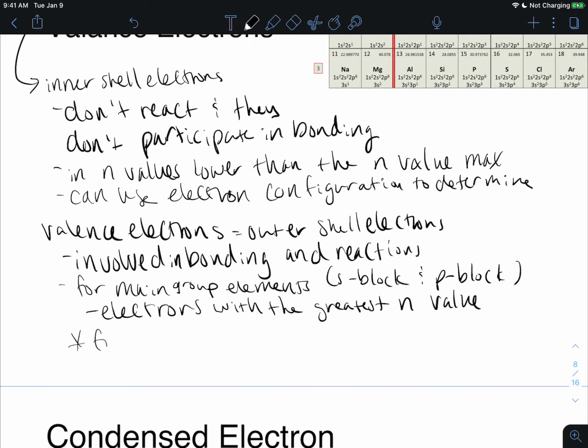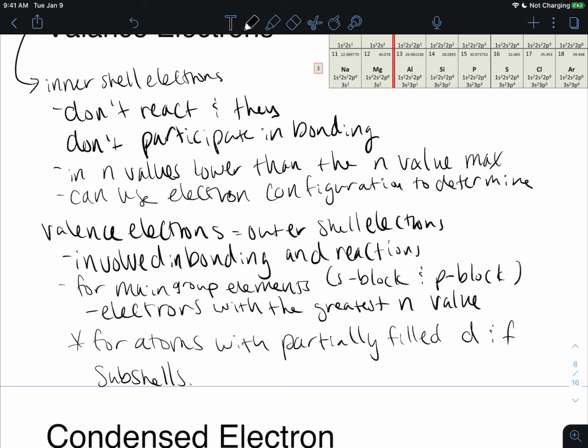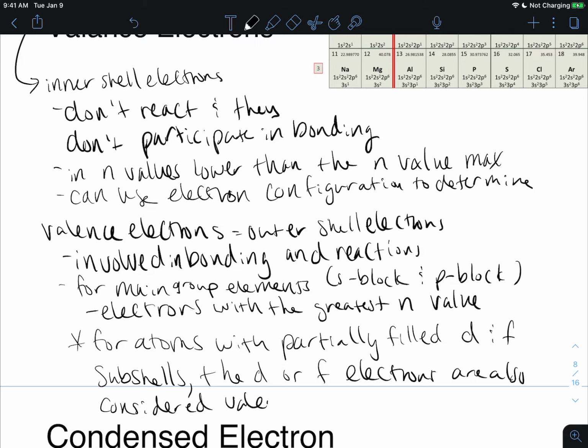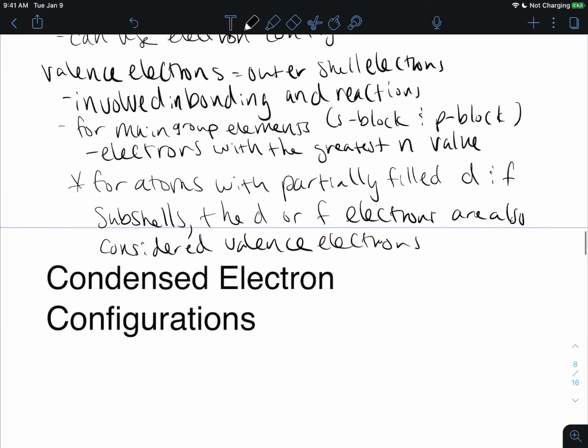So for atoms with partially filled D and F subshells, the D or F electrons are also considered valence electrons. Okay.